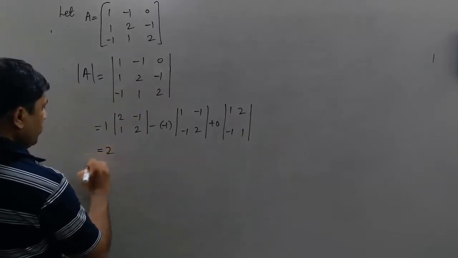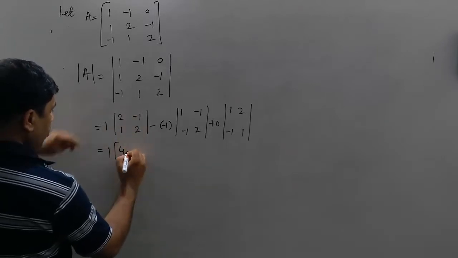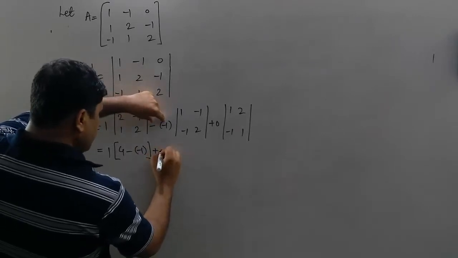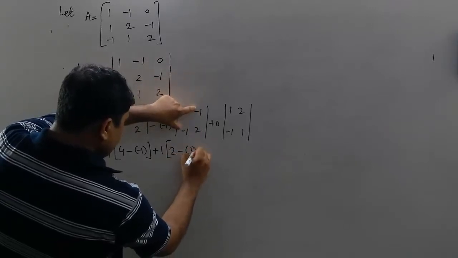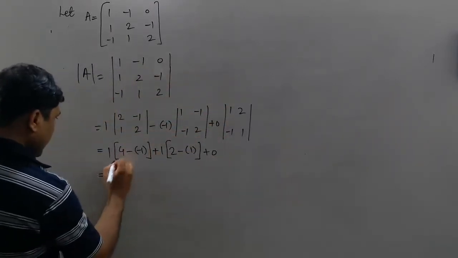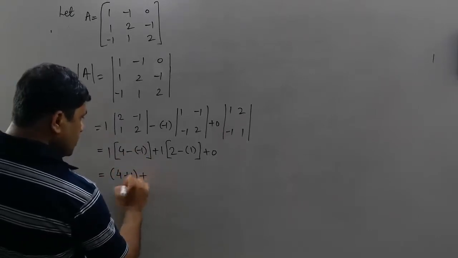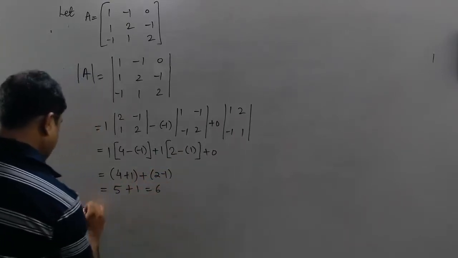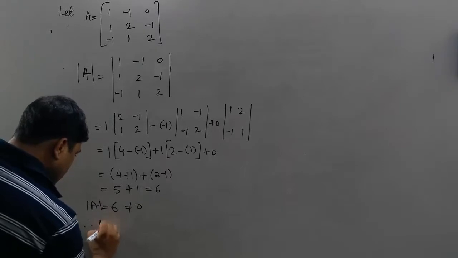So this is going to be 1 into, the product of these two is 4, minus the product of these, which is minus 1. Then minus, this minus minus becomes plus 1, and the product of these two is 2 and the product of these two is 1. The term with 0 into the minor will be 0. So we get 4 plus 1, which is 5, plus 2 minus 1. So 5 plus 1 is 6. So the determinant of A is equal to 6, which is not equal to 0, and hence we can say A inverse exists.